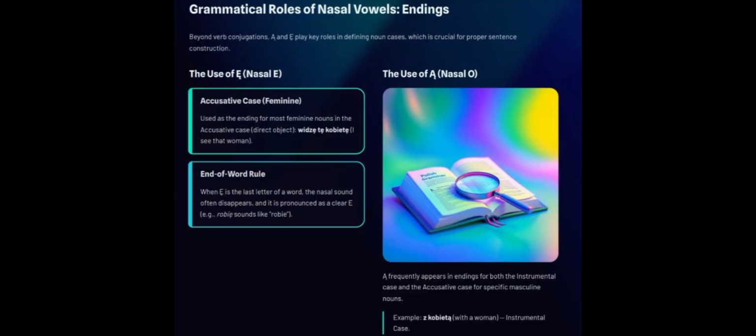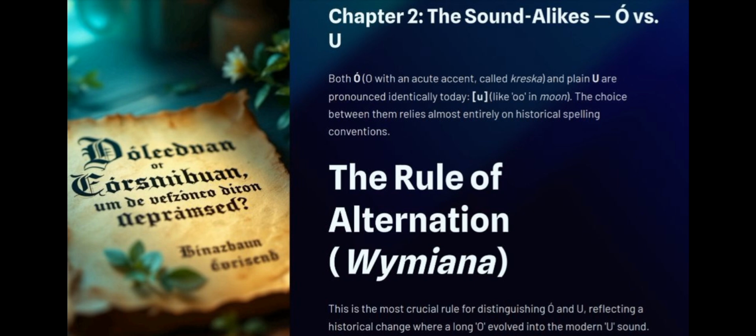The use of ą, nasal O. The letter ą often appears in endings for the instrumental or accusative case, especially for feminine nouns. For example, z kobietą, meaning with a woman. Chapter 2. The sound-alikes ó and u.